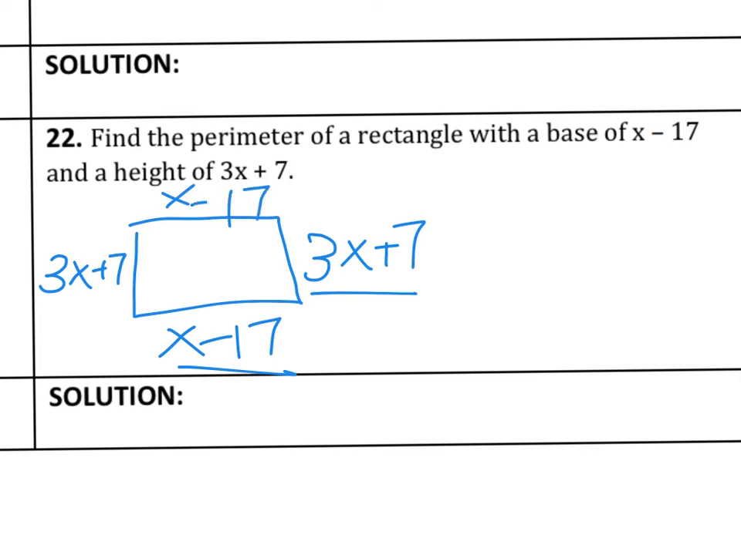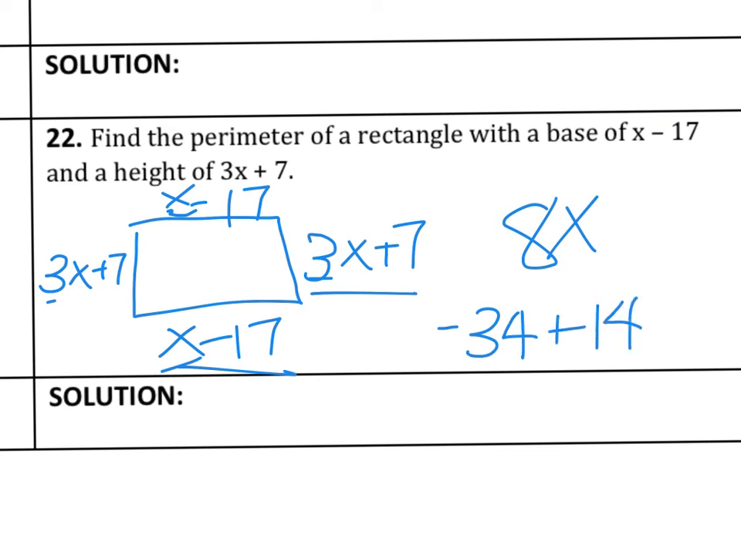So now let's count how many x's we have. I have 3 here, 3 here. Let's make 6, 7, 8. So I have 8 x's. And then if I am combining my negative 17s, that's going to combine to give me a negative 34. And then I'm going to add 7 plus 7, which is 14. And that's going to turn into a negative 20. So my perimeter would be 8x minus 20.